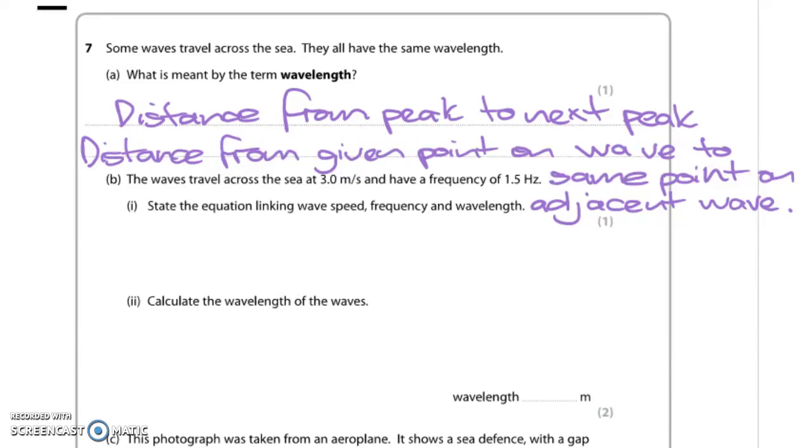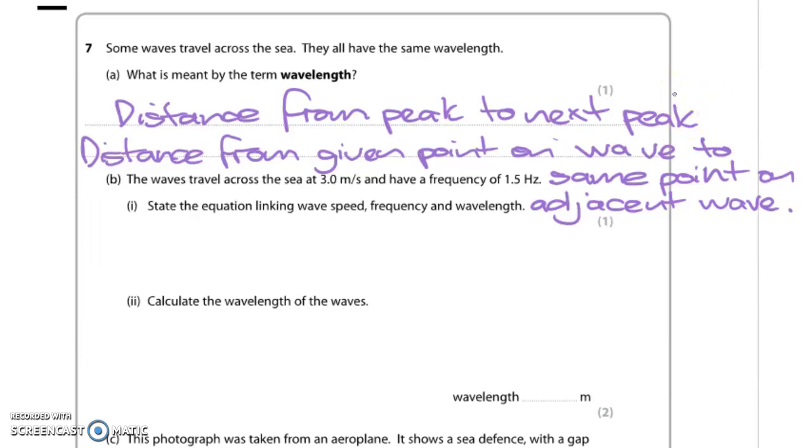Okay, defining wavelengths, that's pretty straightforward. Okay, there are a couple of pitfalls there. Let's just talk through it. It's the distance from the peak of a wave to the next peak, right? So it's the peak on the next adjacent wave.